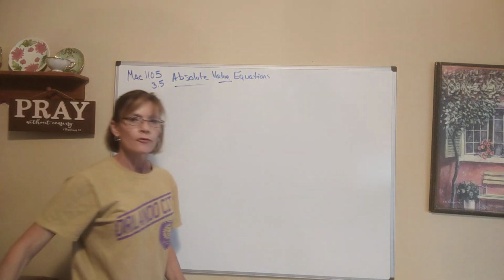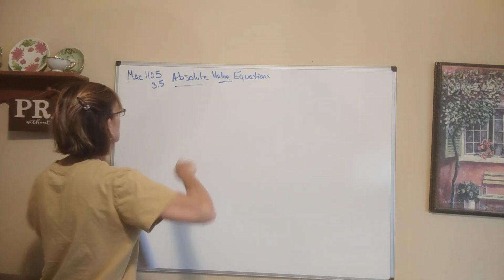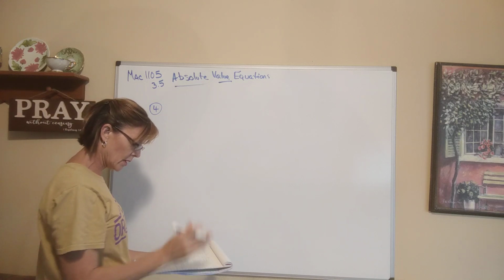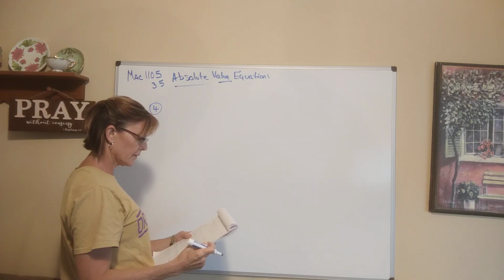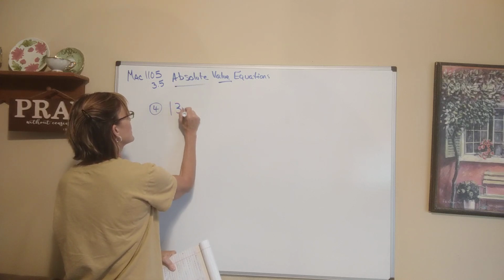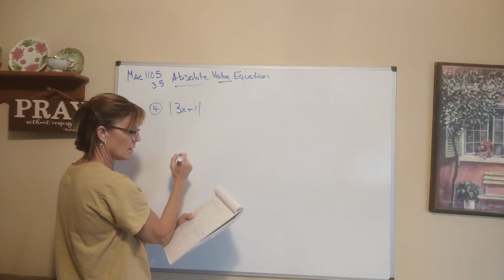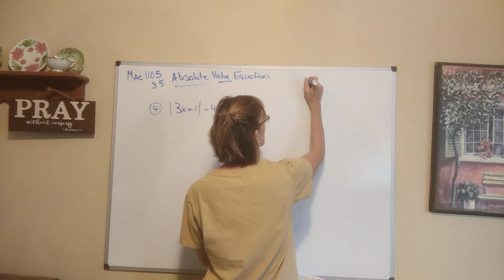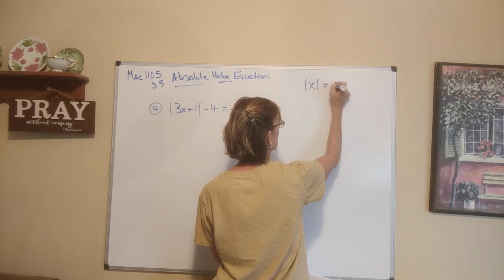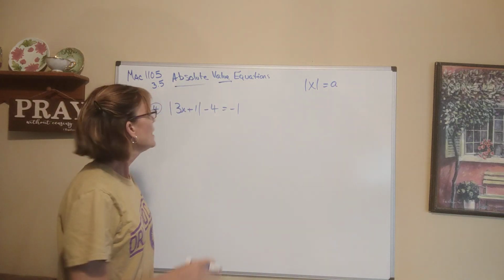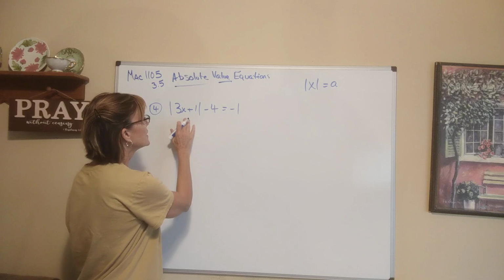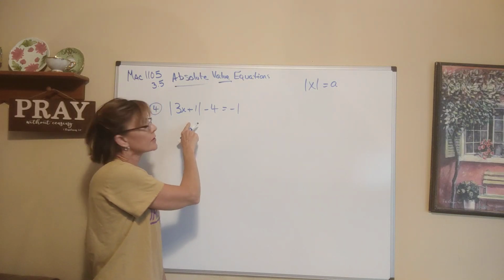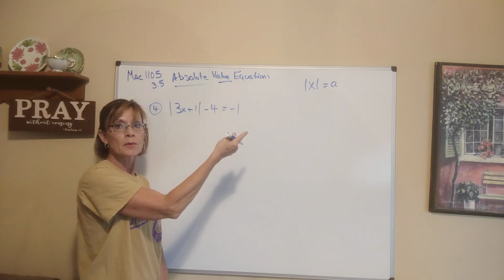Here is example 4. Let's solve this: the absolute value of 3x plus 1 minus 4 is equal to negative 1. The way we can solve this is if we have some expression of x is equal to some positive number a. That's not what we have so far, and the absolute value is not isolated. So we need to add 4 to both sides.